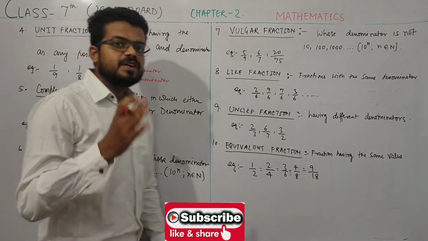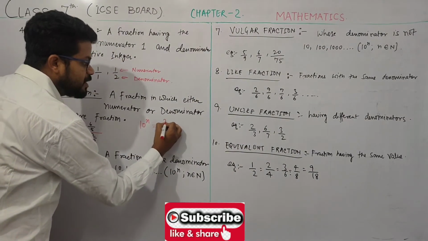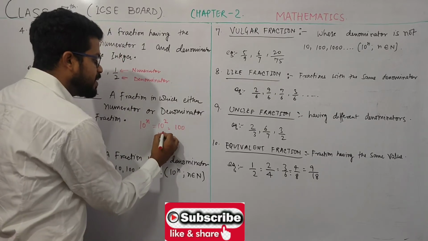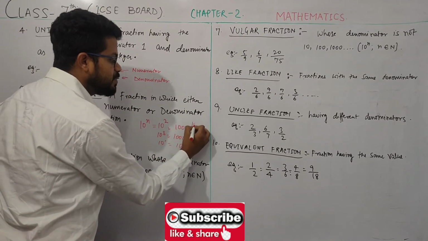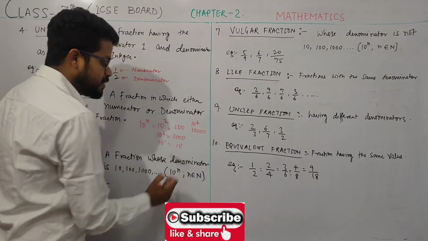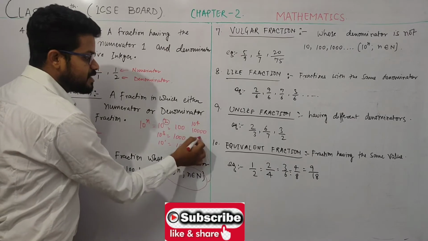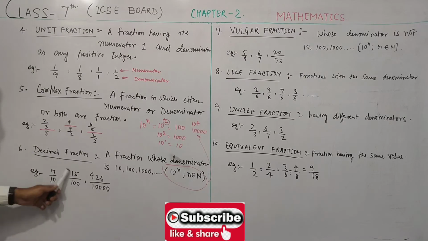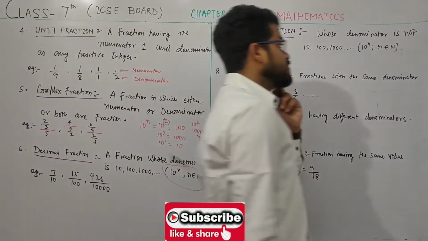So what is a natural number? 1, 2, 3, 4, 5, all are natural numbers. So 10 to the power 2 means 100, 10 to the power 3 means 1000, 10 to the power 1 means 10, 10 to the power 4 means 10,000. So there is a natural number, and it denotes the number of zeros. Examples are 7 by 10, 15 by 100, 926 by 10,000. Whenever we get a fraction like this, that fraction is a decimal fraction.